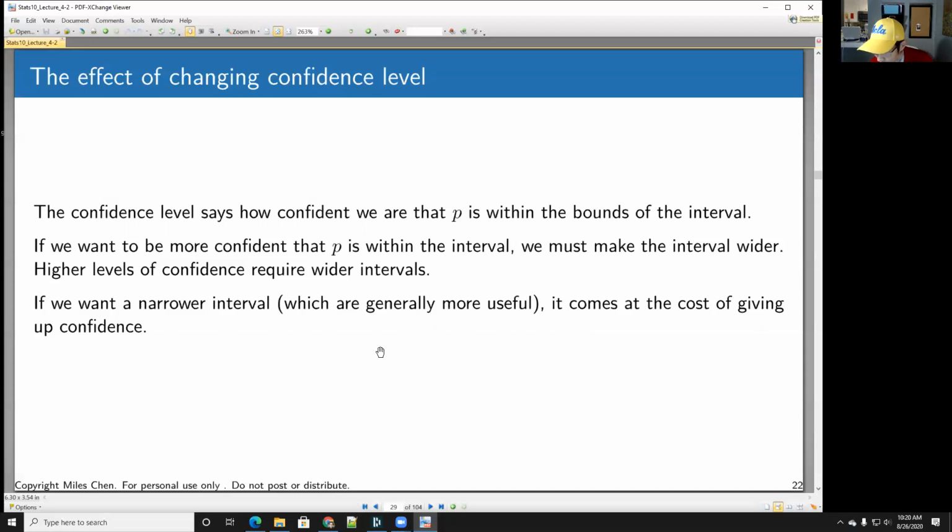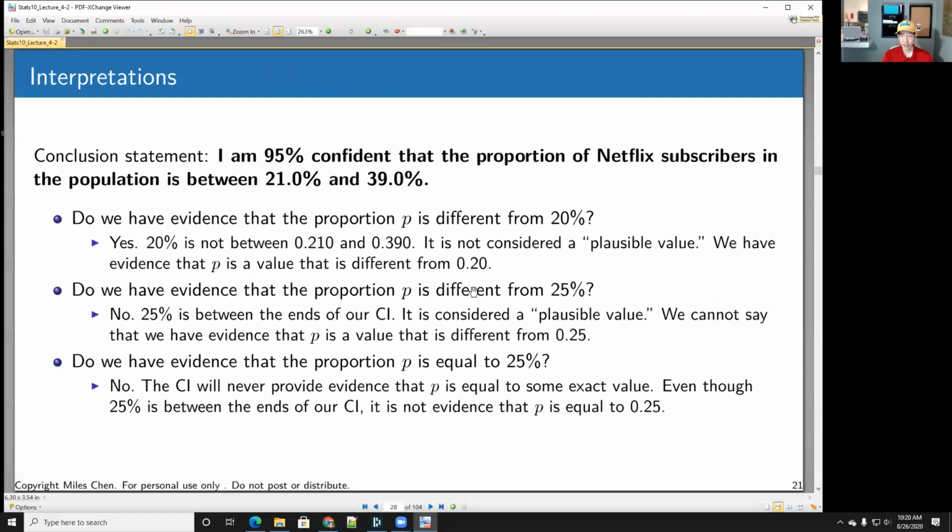Okay, question: what are incorrect phrases to beware of when interpreting confidence intervals? Well, on this slide, I think all of these are correct things to say. You can say 20% is not considered a plausible value, and we have evidence that p is a value different from 20%. Here we write, we cannot say that we have evidence that p is a value different from 25%. And here we can say, it's not evidence that p is equal to 25%.